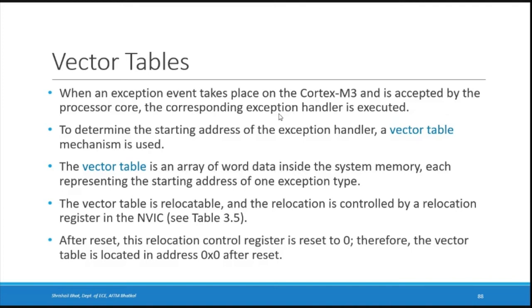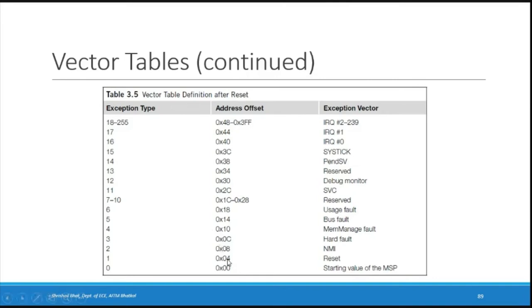After reset, this relocation control register is reset to 0. That means the vector table will start from address 0 when you reset. Therefore, the vector table is located at address 0x00000000 after reset. So if the exception type is 0, then at address 0 you will have the starting value of the MSP, that is the main stack pointer. What is the starting value of the MSP? The main stack pointer value will be there at 0x00000000.